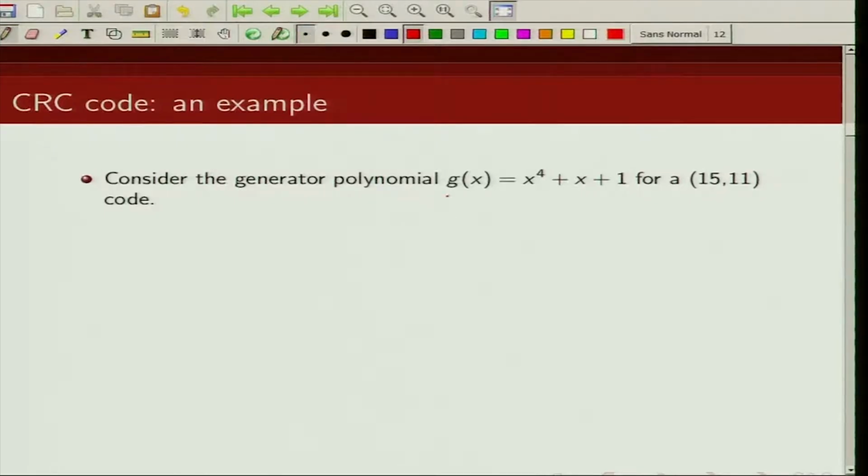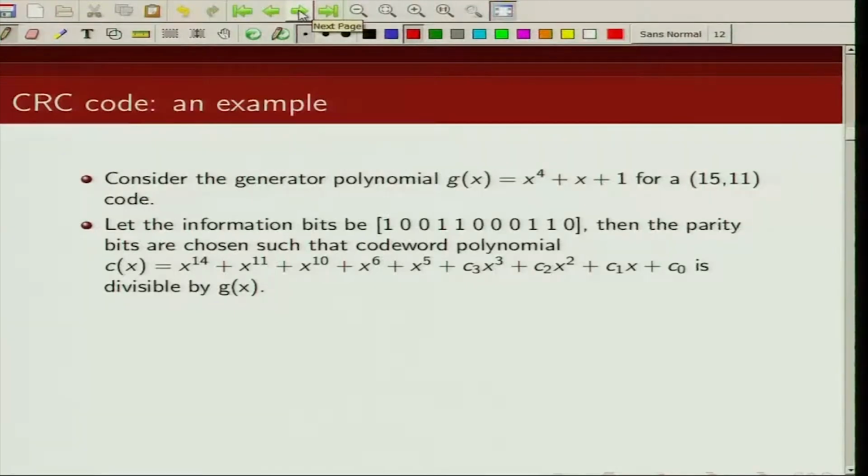Let us take an example of a CRC code. We consider a CRC code which adds 4 parity bits, whose generator polynomial is given by x to the power 4 plus x plus 1. The n, k code parameters are 15, 11. So n is 15 and k is 11, and there are 4 parity bits. Let us assume those 11 information bits are 1 0 0 1 1 0 0 0 1 1 0.